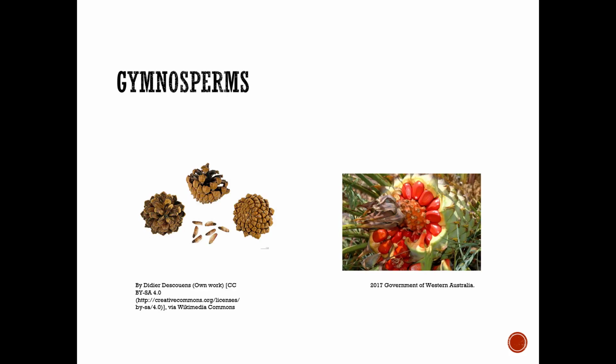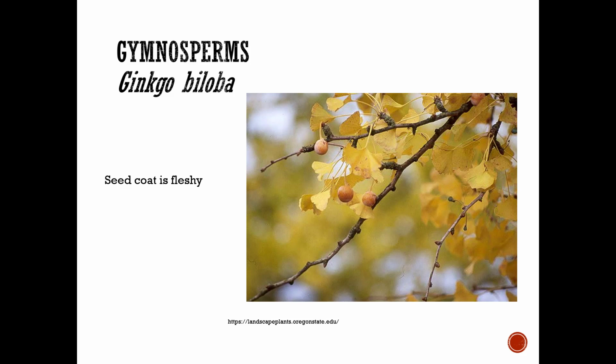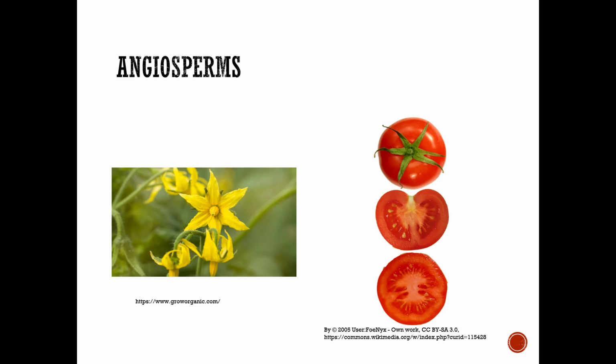So here's a conifer on the left, a cycad on the right, and Ginkgo biloba, although it looks like it could be an angiosperm, the seed coat is fleshy. And here's a classic angiosperm, a tomato. The seeds are found within the fruit.